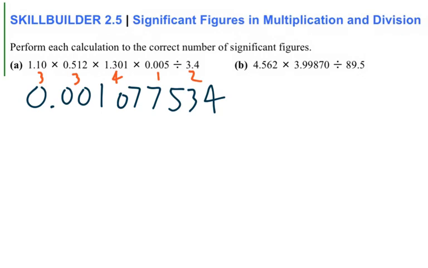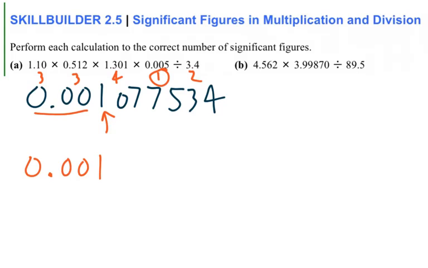According to this, the number that has the least is the 0.005. So we want to show just 1 significant figure. Well, these first 3 zeros don't count. The first significant figure and the only one that we're going to end up showing would be this number here. Our answer ends up being 0.001 after rounding.